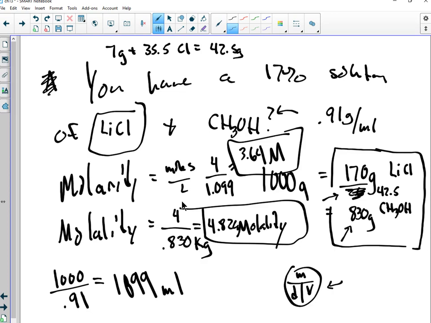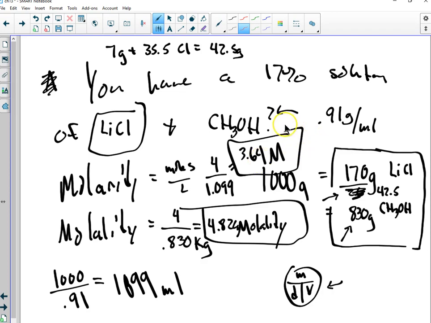Tricky, but doable. Yeah, if you have to use molality, the density will be given to you. This one, yeah, like the AP test would have been more clear, but I just made this up on the spot.